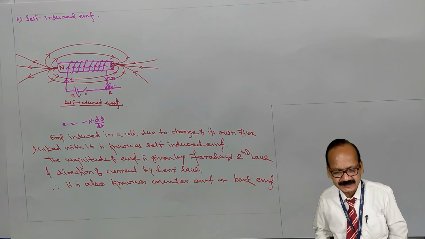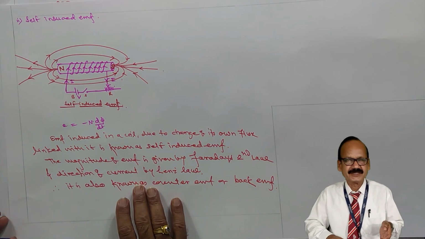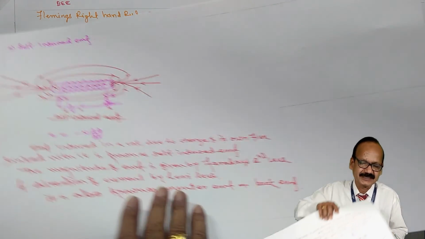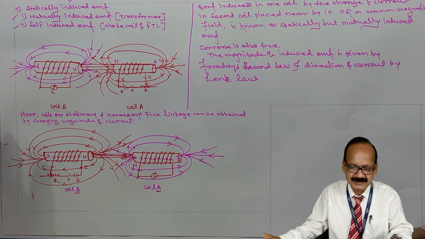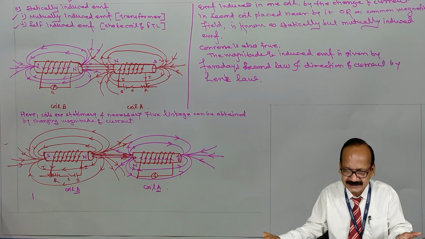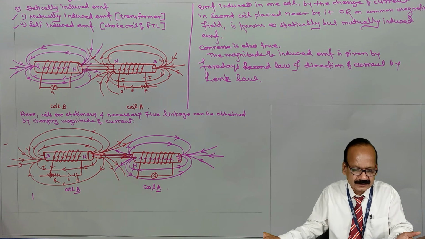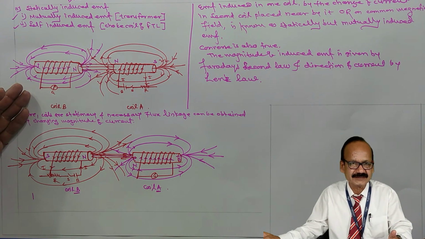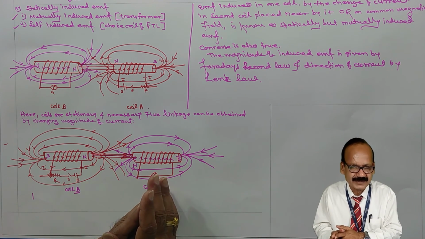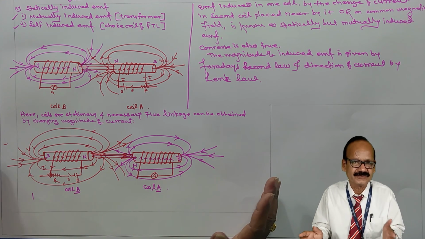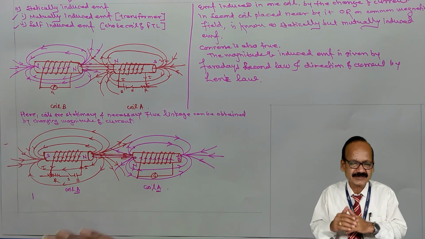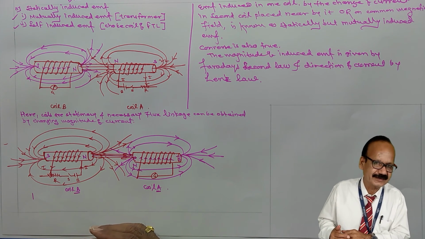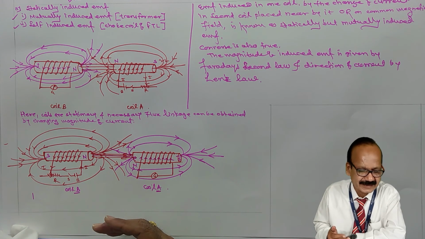So students, in this video lecture, we have finished the statically induced EMF, that is the mutually induced EMF. This principle is utilized in the transformer. So the mutually induced EMF is nothing but EMF induced in one coil by the change of current in the other coil placed on common magnetic field, known as statically but mutually induced EMF. Its magnitude is given by Faraday's second law and direction is given by Lenz's law.